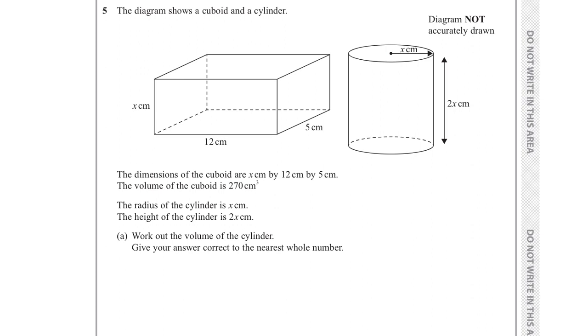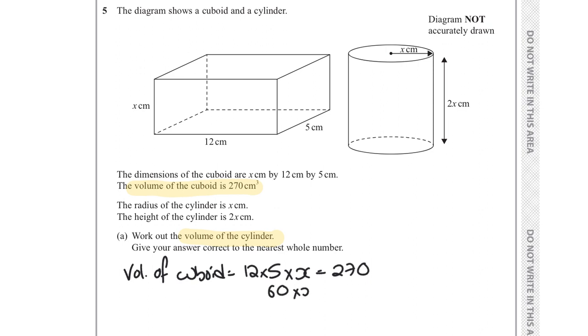Okay, so we've got a volume question here where we've got a cuboid and a cylinder with certain dimensions. Key information here is that the volume of the cuboid is given to you, and what we want to find is the volume of the cylinder. So the first thing we are going to do is find the volume of the cuboid, and we know that's going to be 12 times 5 times x. They've already told us that that is equal to 270, to allow us to find x.